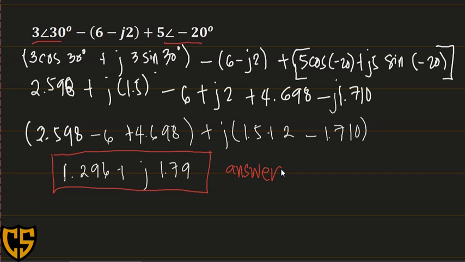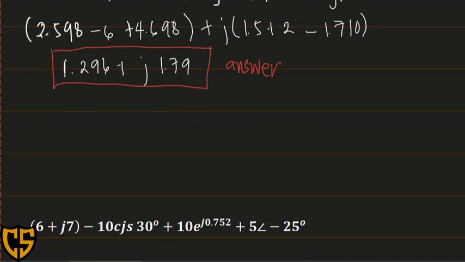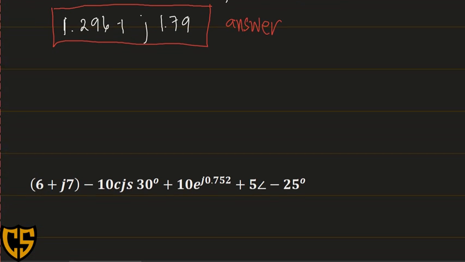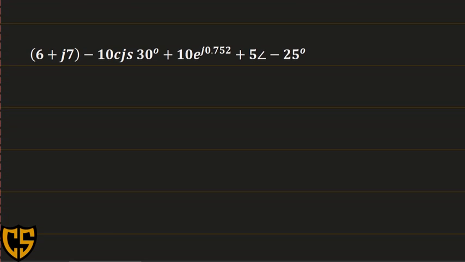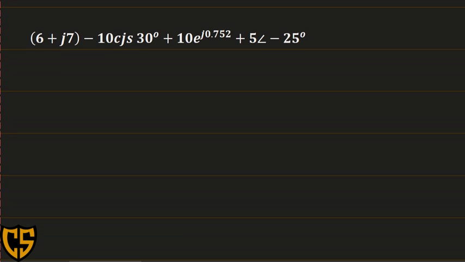Okay, so that is our final answer. Now we will have another problem in order to further illustrate some theorems or operations of complex numbers in dealing with addition and subtraction. So we have 6 plus j7 minus 10 cis 30 plus 10 times e raised to j 0.752 plus 5 angle negative 25.